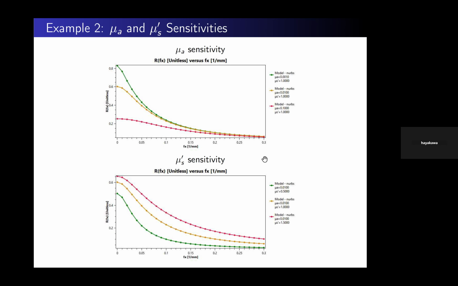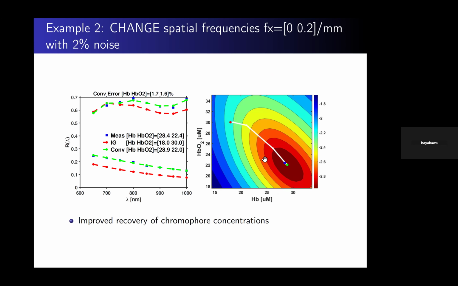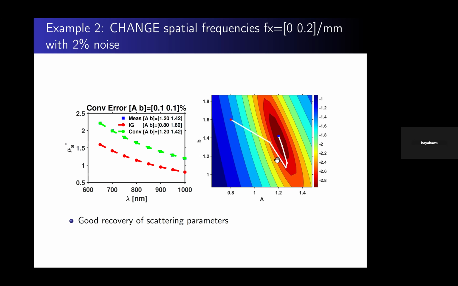So let's change our spatial frequencies from 0.2 and 0.3 to 0 and 0.2. Okay, now, and I'll keep the noise. And now we're looking pretty good. We're getting Hb and HbO2 pretty well here, less than 2%. And then again, we're getting scattering pretty well here too.